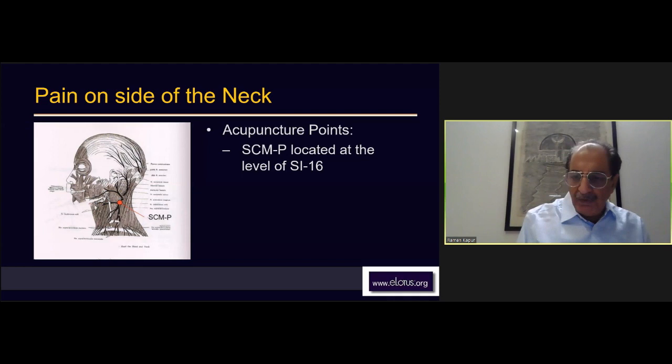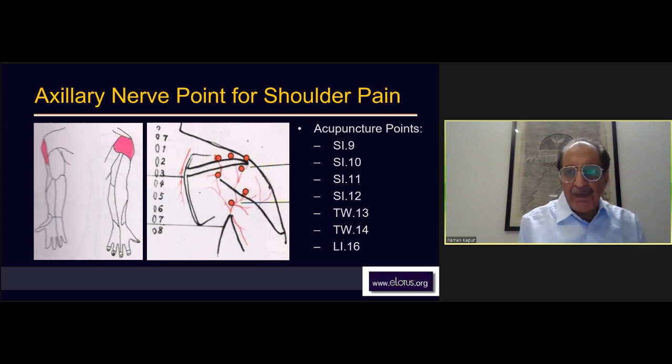Then the axillary nerve point for shoulder pain. This is again a very common problem which a lot of patients will come to us for. In addition to the basic PNST treatment and the dermatomal treatment, we will also be pricking these specific points for shoulder pain. And which are these points? I am showing two diagrams to you. On the left side is the supply line of the axillary nerve, which is at the back of the shoulder and just on the side of the shoulder blade. On the left-hand side is the area of the patient's complaint, where the patient is complaining of pain. And on the right side, I am showing the exact points where the acupuncture points are to be pricked. The points to use are SI9, SI10, SI11, SI12, Triple Warmer 13, Triple Warmer 14, and LI16.